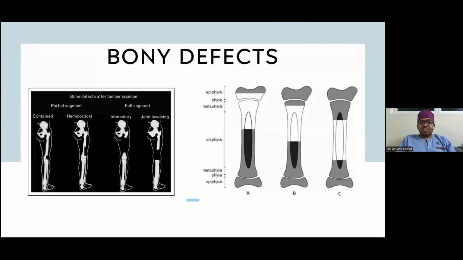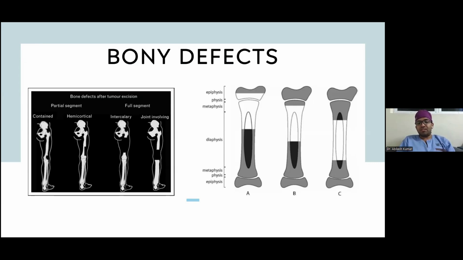The types of defects we usually see in our practice can be divided into partial or full segment. Partial defects are usually contained defects, which we see in benign tumors or a confined tumor. On the diagrams to your left, you can see that it can either be a contained or a hemicortical defect. Whereas a full segment defect usually involves a bigger part of the bone.